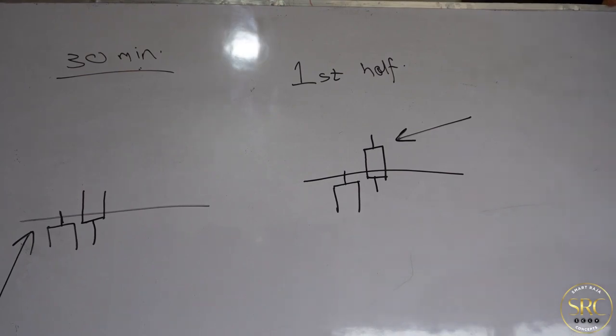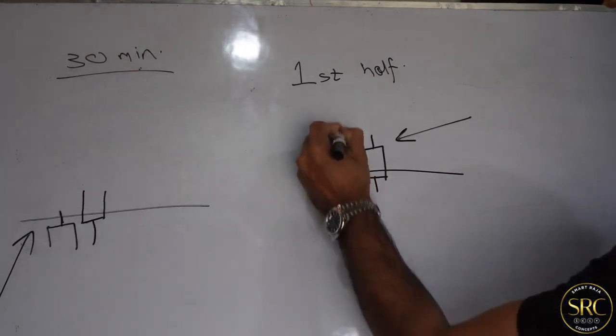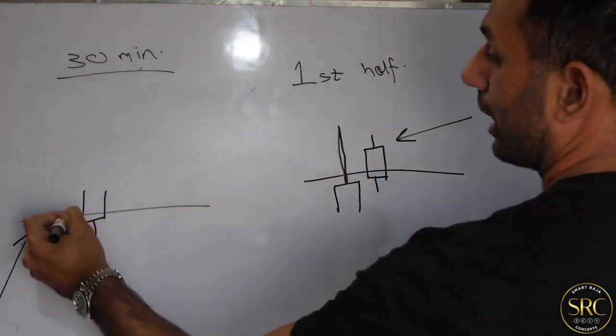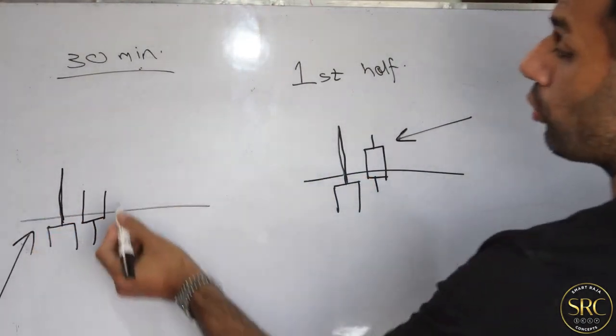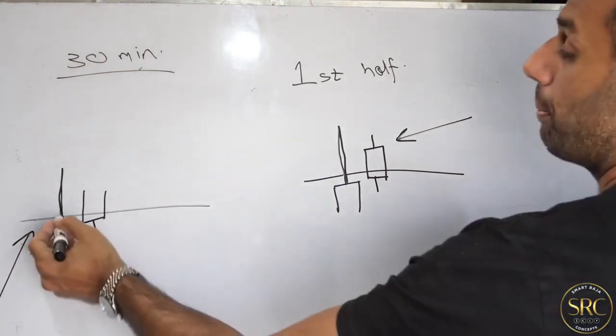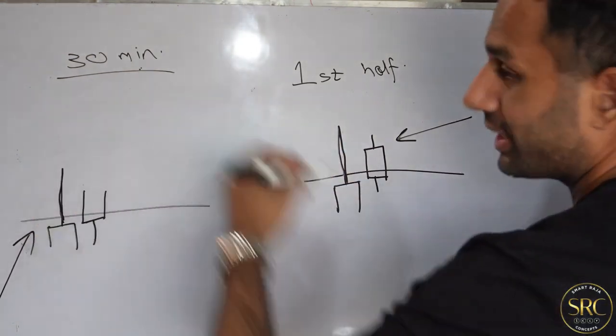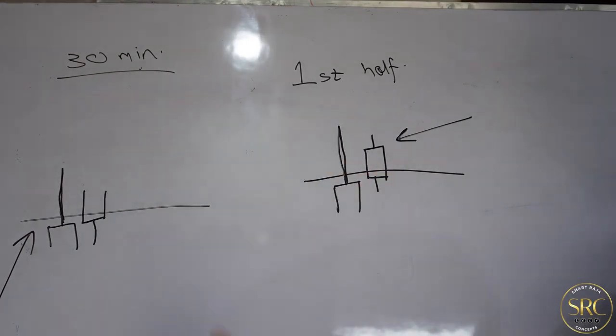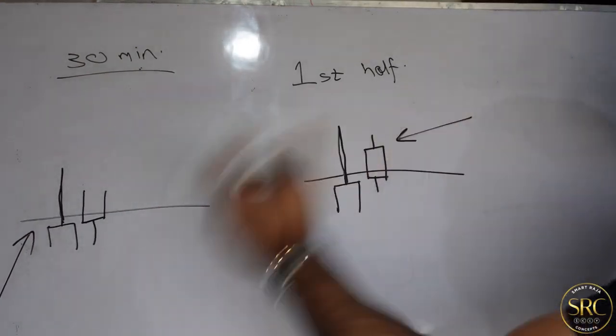Okay, but if we had a wick rejection to the left hand side, let's say like this, then we don't know whether the 30-minute candle is going to close above or not. Because the previous candle went above resistance, it rejected this area and closed below resistance. So we need some strong confirmation.